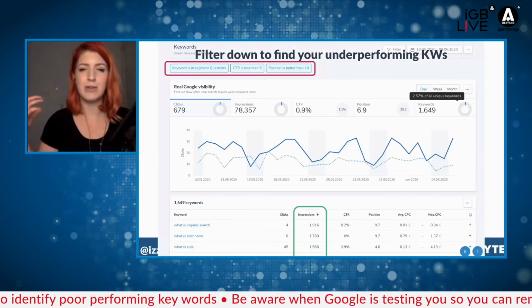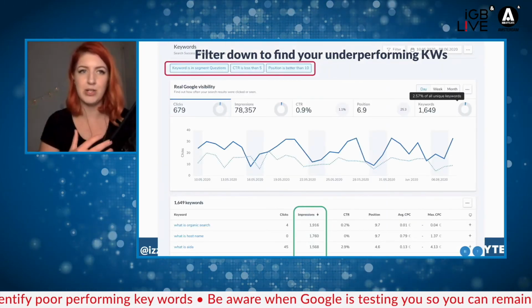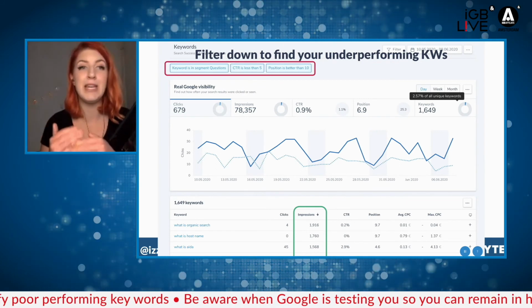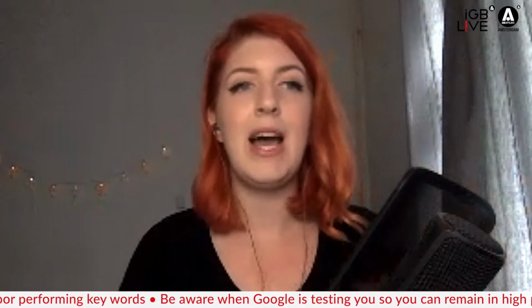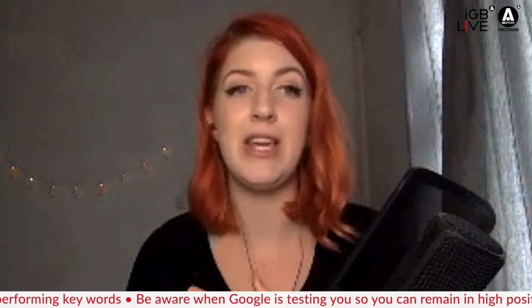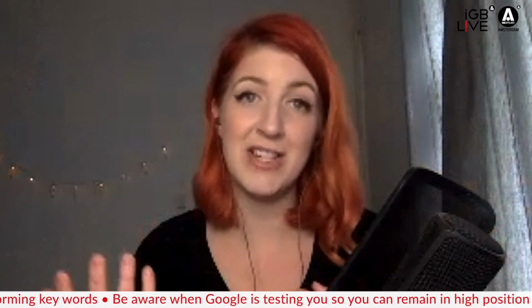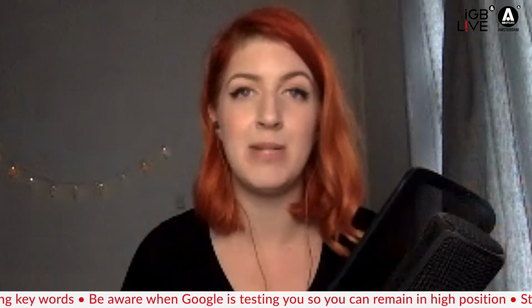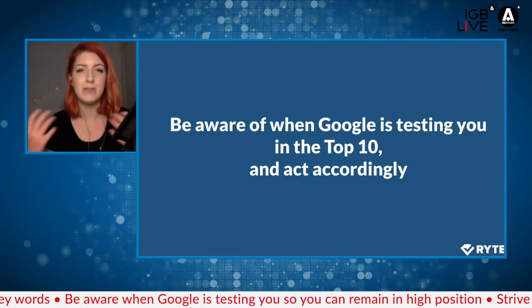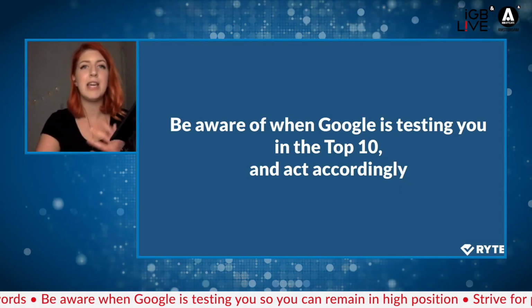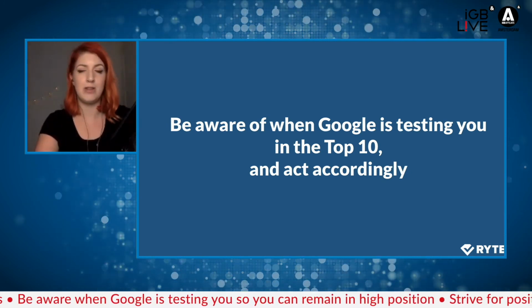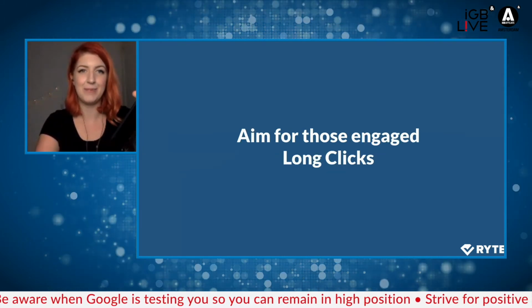So keep using those intelligent filters like I showed you today. Keep finding your underperforming keywords. And be aware of when Google is testing you in the top 10 and act accordingly. Are you ready for that top 10? Are you click worthy enough? Are you standing out as best as you can? Keep working on that to move to the top position and stay there.